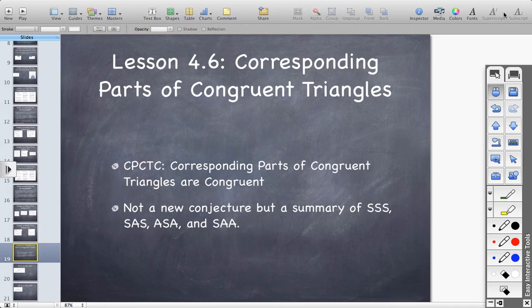Alright, so we are continuing on with lesson 4.6. And since there wasn't an investigation for lesson 4.6, I decided to just do a little introductory video, explain the examples in the textbook. That way in class we can practice using this a bit more. A lot of what we're going to do with 4.6 is set up proofs.